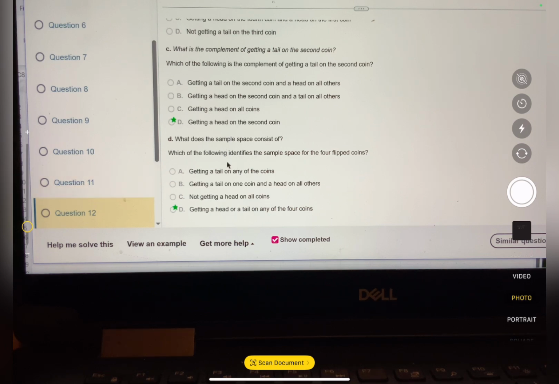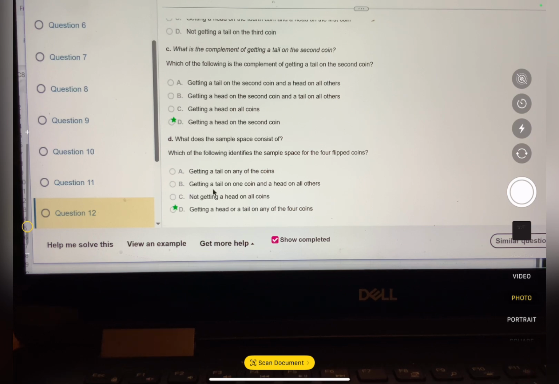I think this question is wrong. Let me see. Sample space for 4 flipped coins. So what do we have? A tail on 1 and a head on all others. Yeah, that can be sample space, every possible answer. And B can be sample space, not getting a head on all coins, and getting a head or a tail on any of 4 coins. I see what they want to do.